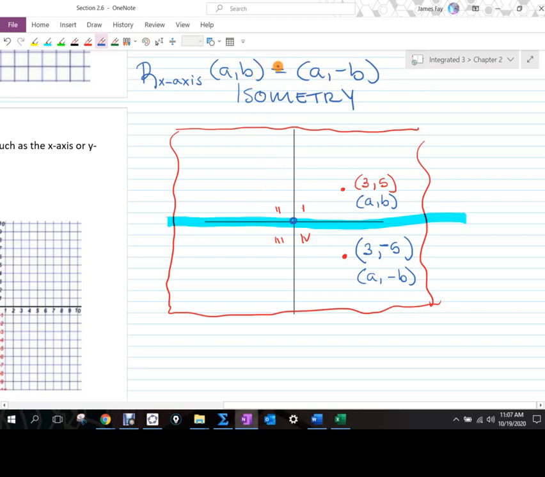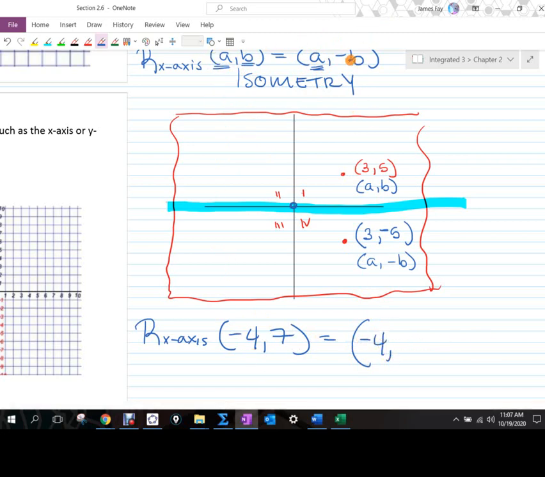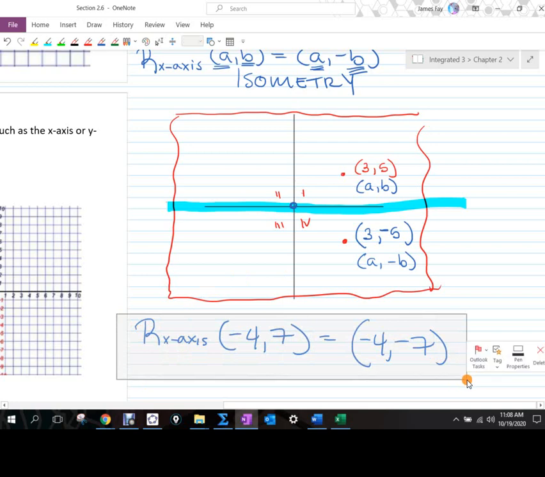Okay. So if I gave you the point, I'm going to do an x-axis reflection of -4, 7. Okay. So A is -4, B is 7. Does that make sense? Then when you reflect it, that point is still A. So it's still -4. You don't do anything to it. But now the B becomes negative B. So B was 7, it becomes -7. Is that okay? Okay. That rule right there, what we talked about in geometry, is going to be the same thing that we talked about today, but we're going to use different notation.